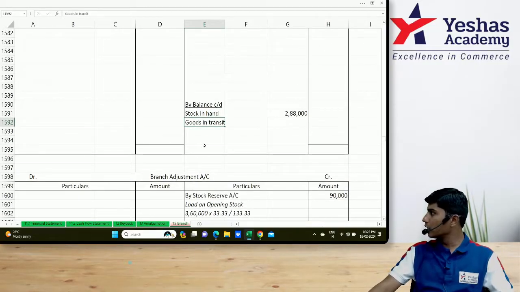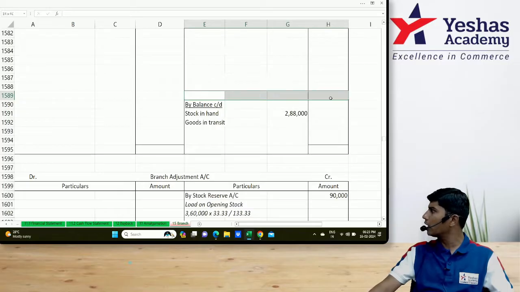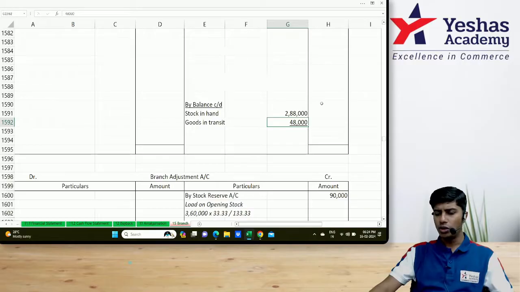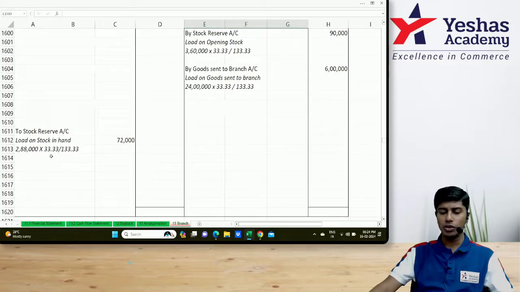Sir, I don't want to write under balance carried. Write here one more item by Gita. Either way it is same. How much Gita? 48. Together it is 336. This 48 is again at invoice price. On this I'll remove load in my branch adjustment account on the debit side.